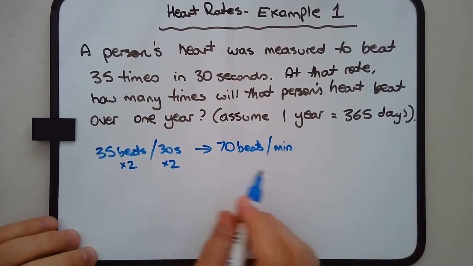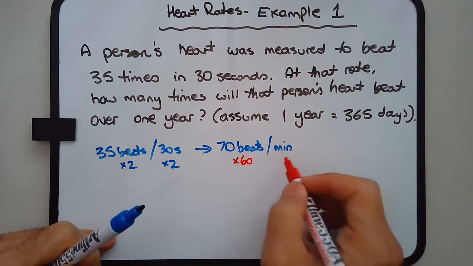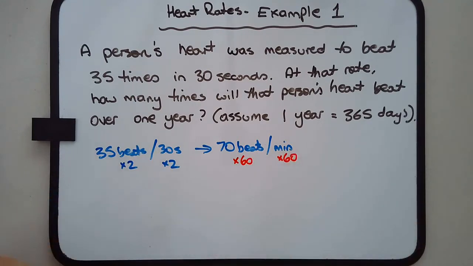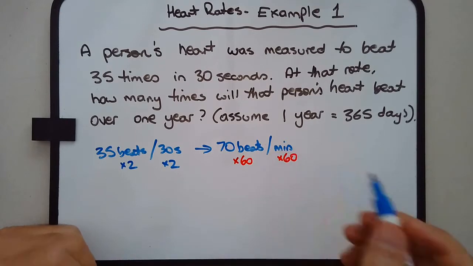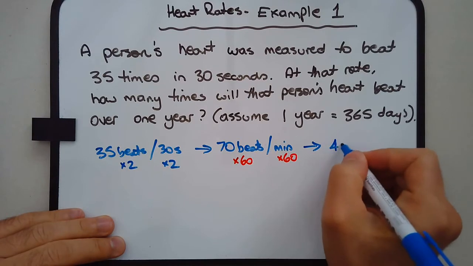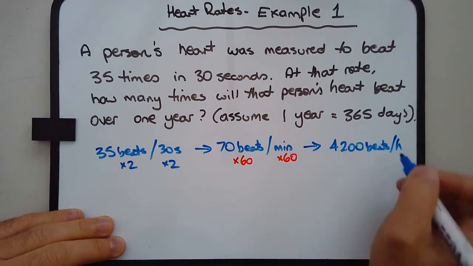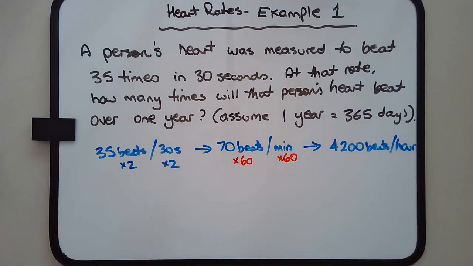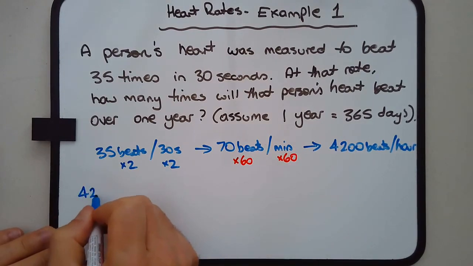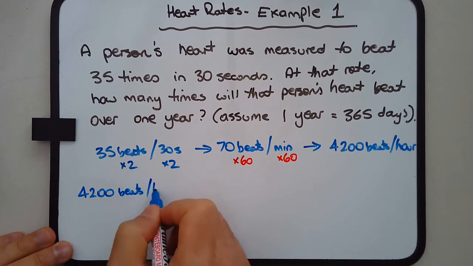So we can convert minutes into beats per hour. If we multiply that by 60, and obviously 60 minutes is 1 hour, that's going to be 4,200 beats per hour. Now that we have it in beats per hour, I'll continue it down here: 4,200 beats per hour.